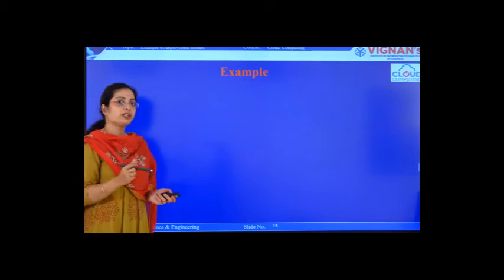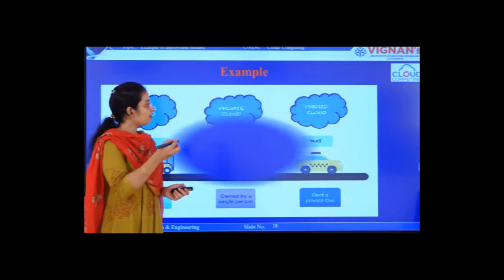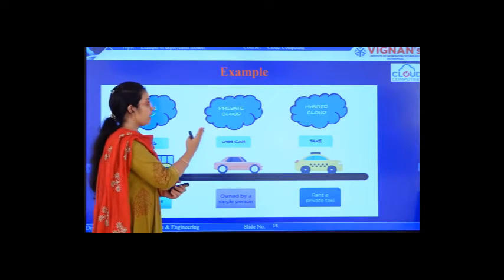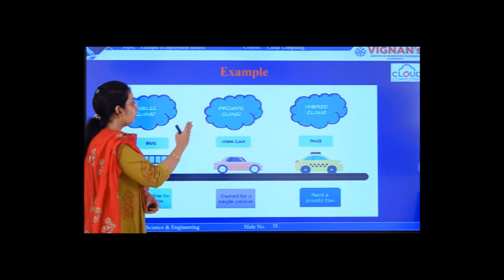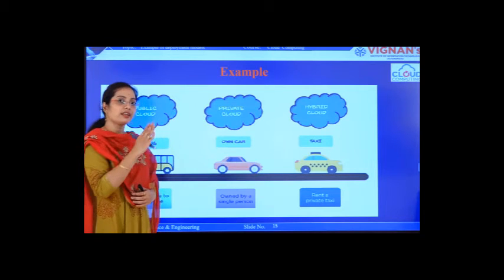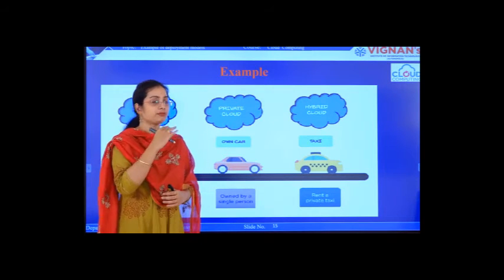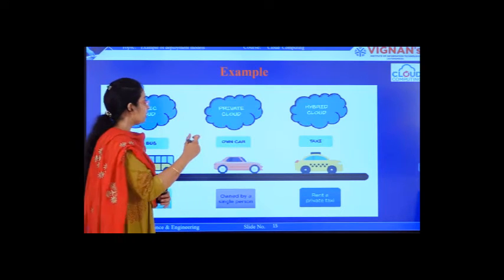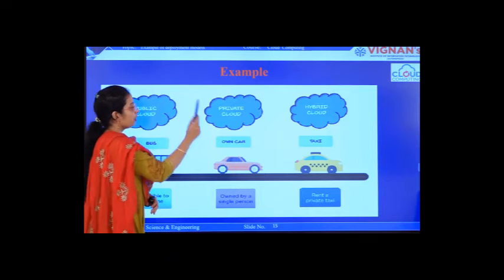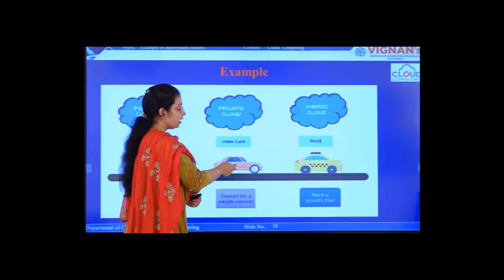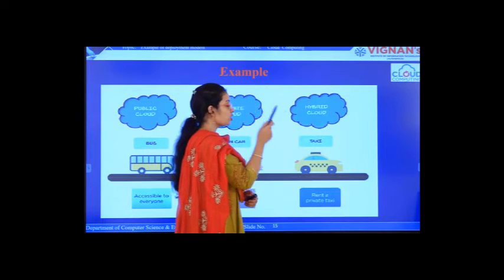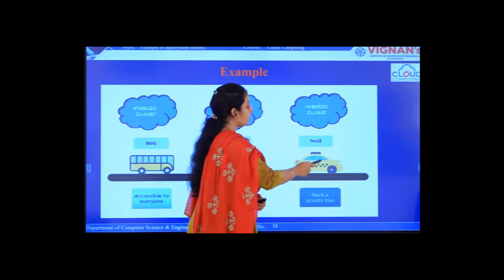For the sake of your clear-cut understanding, I am showing a real-time example of the three scenarios: the public cloud, the private cloud and the hybrid cloud. On seeing this picture, what impression do you get? All these three are discussing transportation, the mode of transport. In the public cloud we can see the bus as a mode of transport. Coming to the private cloud, we can see an own car or a two-wheeler. The hybrid cloud is a combination of both public and private, so we can call it a taxi.